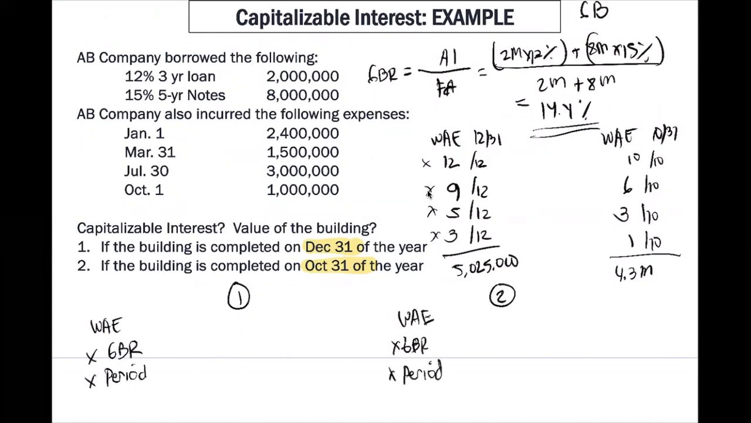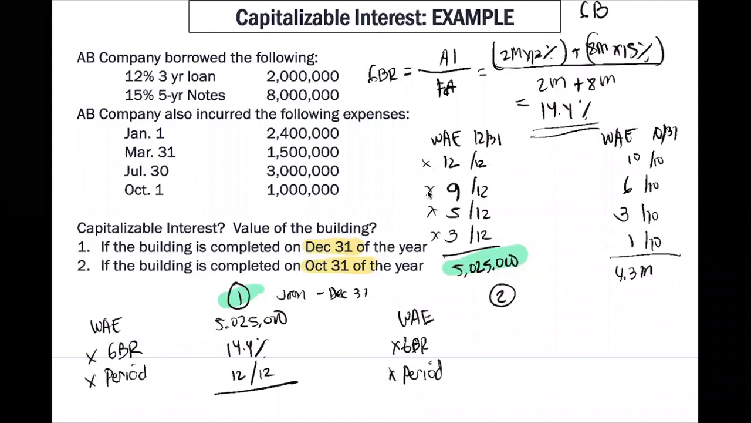Okay. So for assumption 1, building is completed December 31. So what is our weighted average expenditures? We have already computed that. 5,025,000. What is the general borrowing rate? 14.4%. What is the period? This is from January 1 to December 31. So 12 months. So 12 over 12. So 5,025,000 multiplied by 14.4% times 12 over 12 is 723,600.